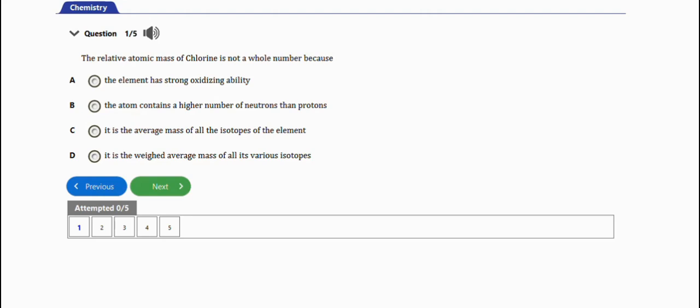The first question says the relative atomic mass of chlorine is not a whole number because the element has strong oxidizing ability. No. The atom contains a higher number of neutrons than protons. No. It is the average mass of all the isotopes of the element. Yeah, so this will be the answer to this question, option C. Alright, so that's it for this question. The next question will be this one.